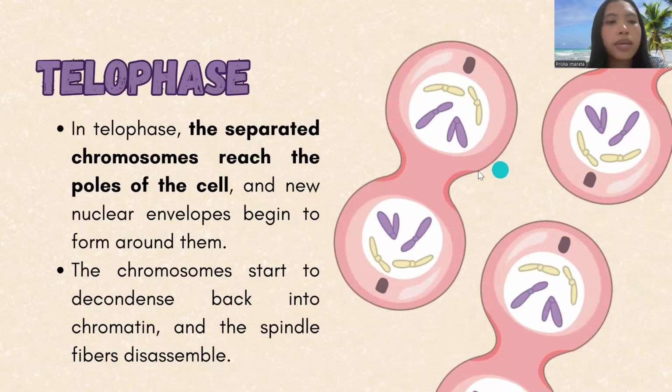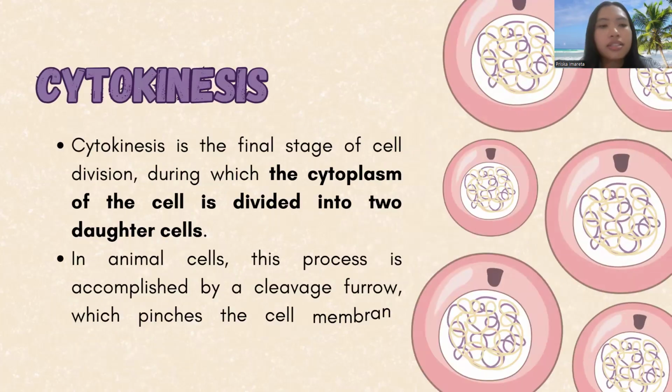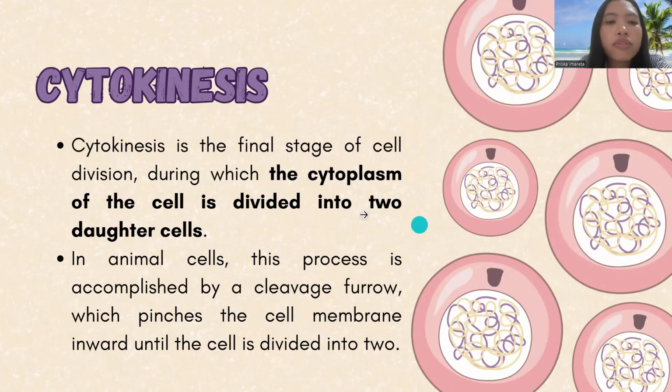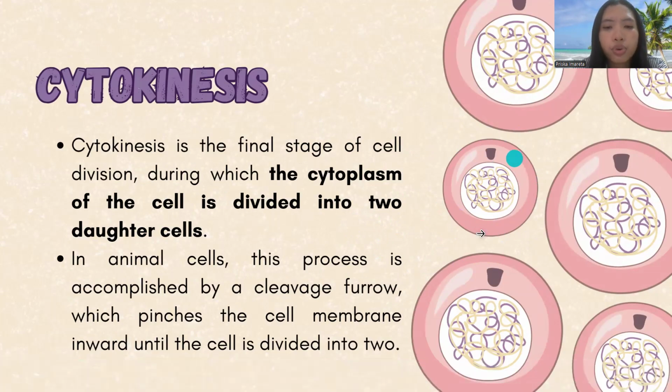In telophase, the separated chromosomes reach the poles of the cell, and new nuclear envelopes begin to form around them. The chromosomes start to decondense back into chromatin, and the spindle fibers disassemble. And the last is cytokinesis. Cytokinesis is the final stage of cell division, during which the cytoplasm of the cell is divided into two daughter cells. In animal cells, this process is accomplished by a cleavage furrow, which pinches the cell's membrane inward until the cell is divided into two.